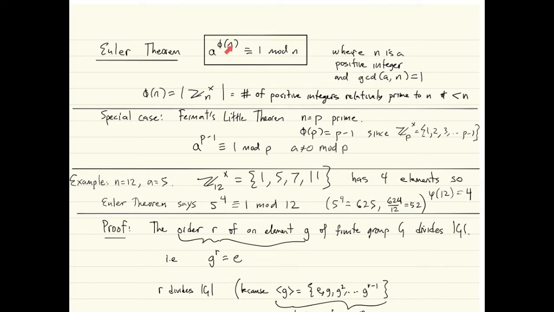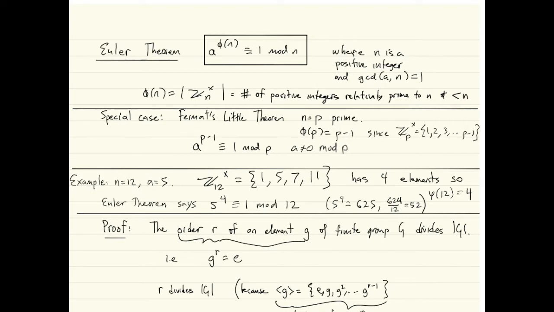Now, what is this phi of n? Well, it's called the Euler phi function or totient function. One definition is that it's the order of the group Zn cross. In other words, that's the number of positive integers relatively prime to n and less than n.